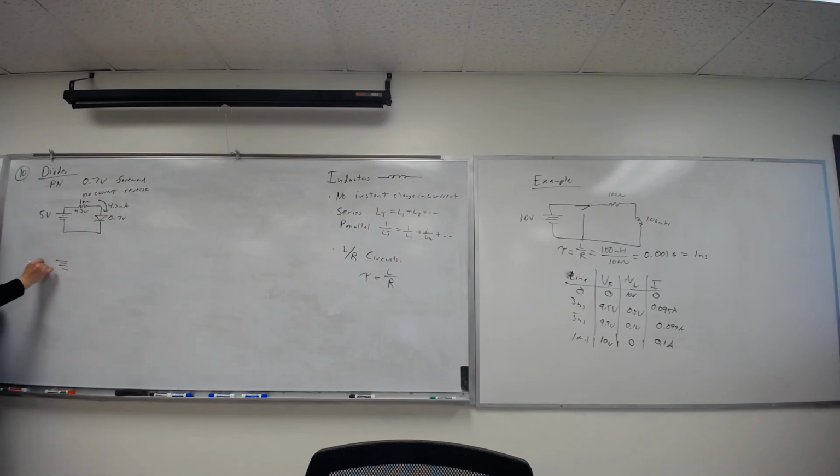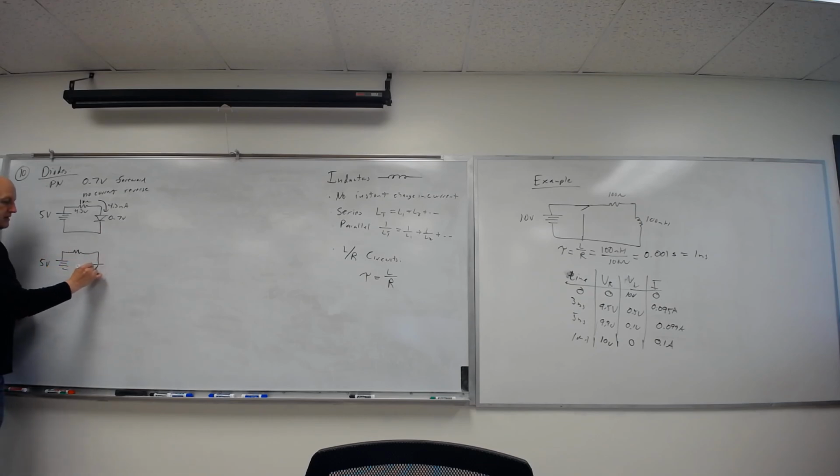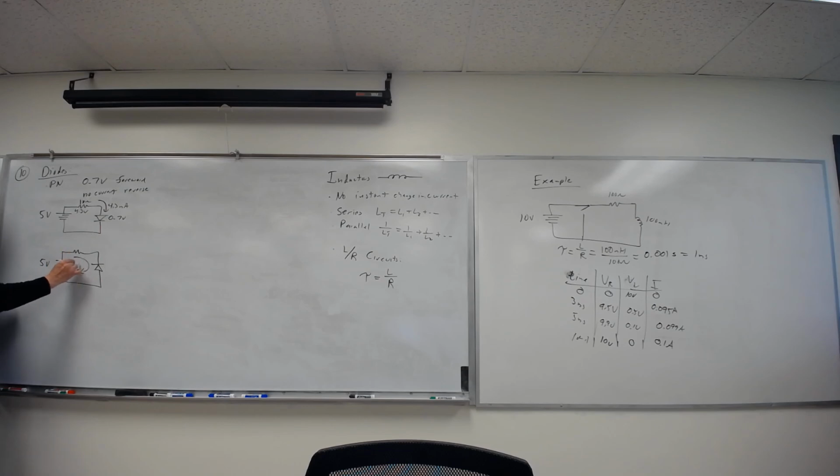Reverse bias. No current flows. If there's no current, there's no voltage, which means all 5 volts is over there. It doesn't even matter that I don't have a diode resistor.